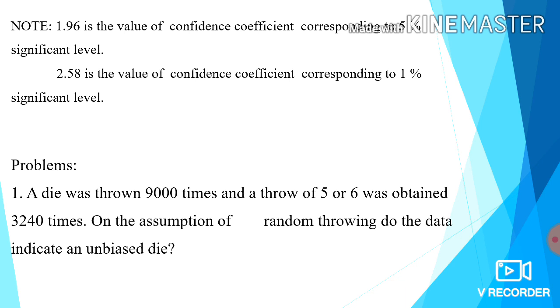Now, what is an unbiased die? An unbiased die means the die has 6 faces, all with different numbers: 1, 2, 3, 4, 5, 6. When we throw it, we see one number at a time, from 1 to 6. If it is like that, then it is an unbiased die. Without repetition, the numbers are from 1 to 6. That is an unbiased die. Now, how to solve the problem?